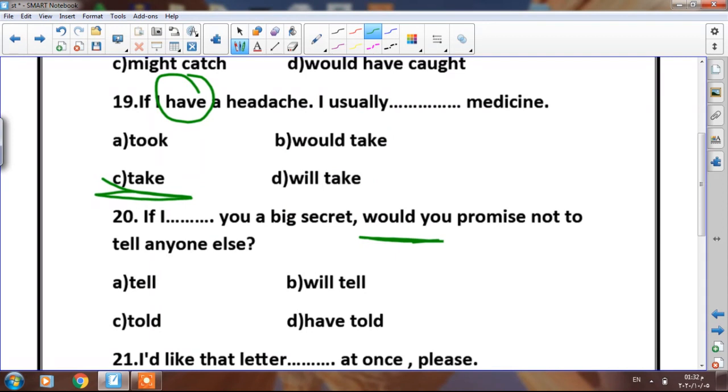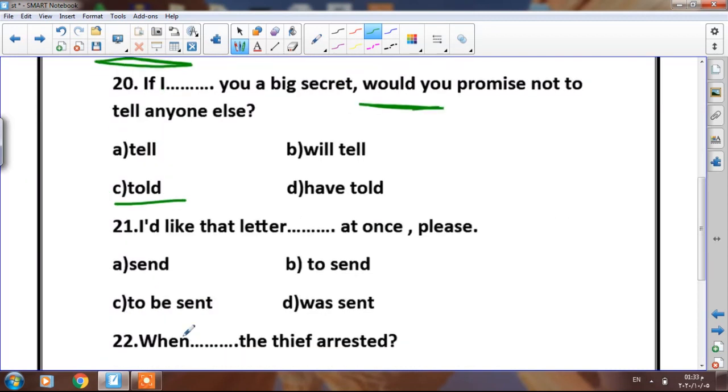It's the second conditional. Excellent. If I told you. So here I will choose "if I told you." Number 21, letter D. Yes. By this, we have finished explaining the conditionals. By ending number 20, we have finished revising the conditionals.